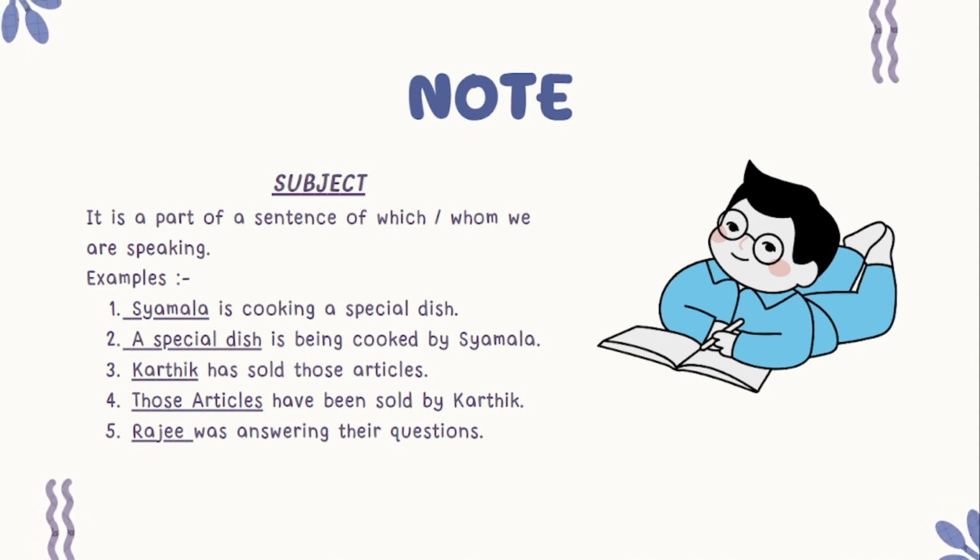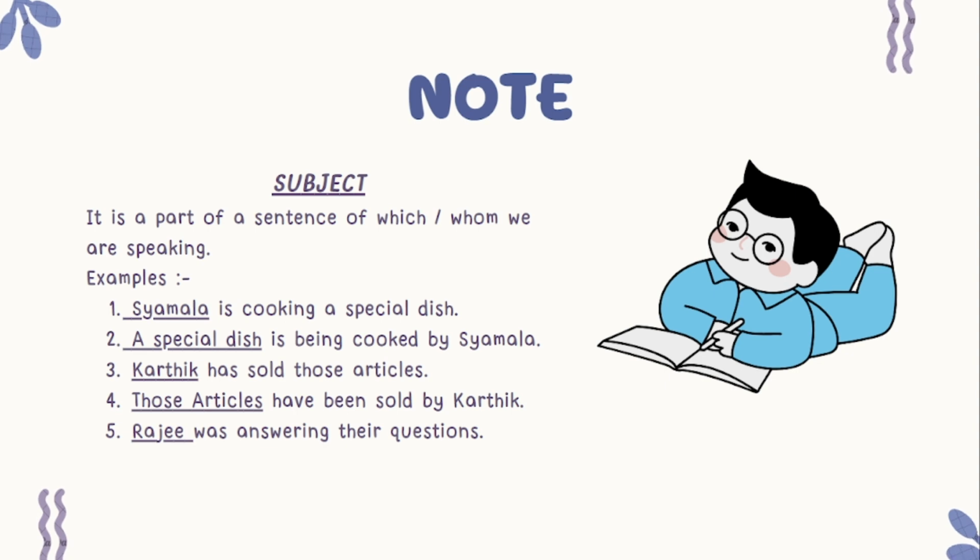Subject is a part of a sentence, first point. Second point is we are speaking of that part. Then only it is considered as subject. Here, remember one thing. Subject must be a part of a sentence. Second one, we are speaking of that part. Let me explain with examples.